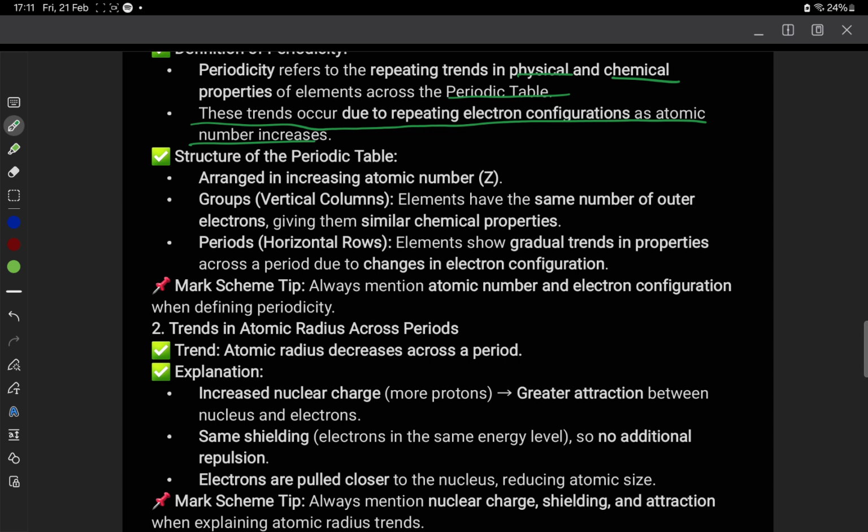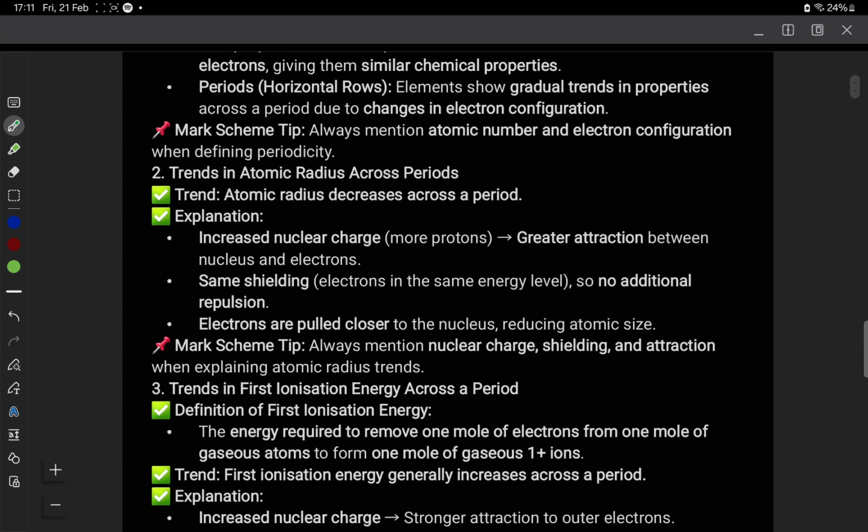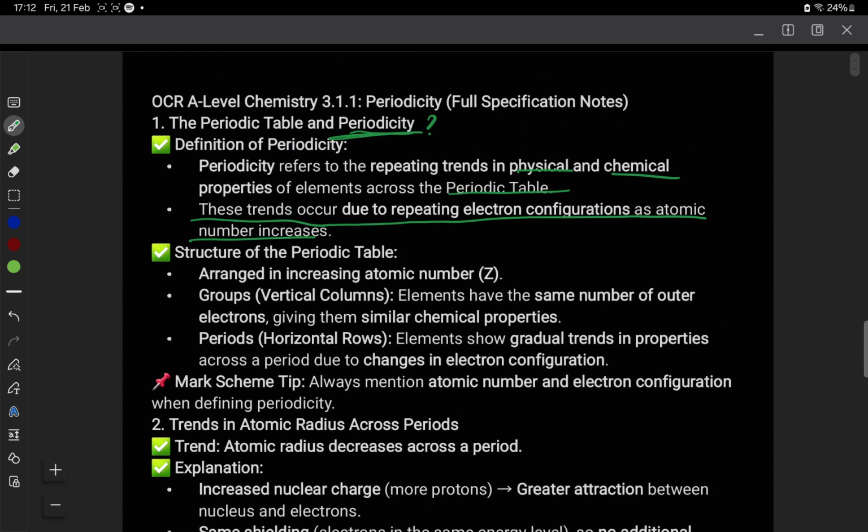So you have the nuclear charge, you have electron shielding and atomic radius. What am I talking about? The nuclear charge, electron shielding and atomic radius. So nuclear charge is nothing but the protons. More protons mean stronger attraction to the electrons. And the electron shielding is the inner electrons blocking attraction from the nucleus. So atomic radius is the distance between the nucleus and the outer electrons.